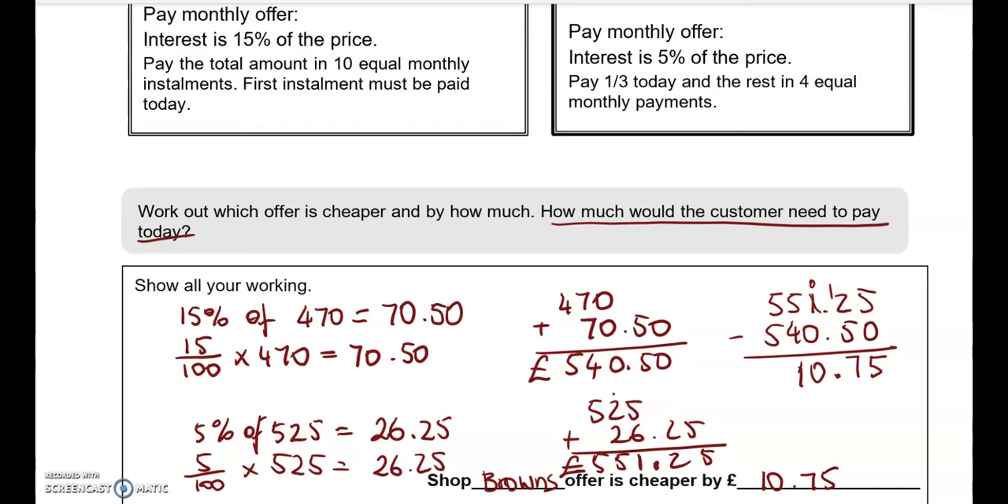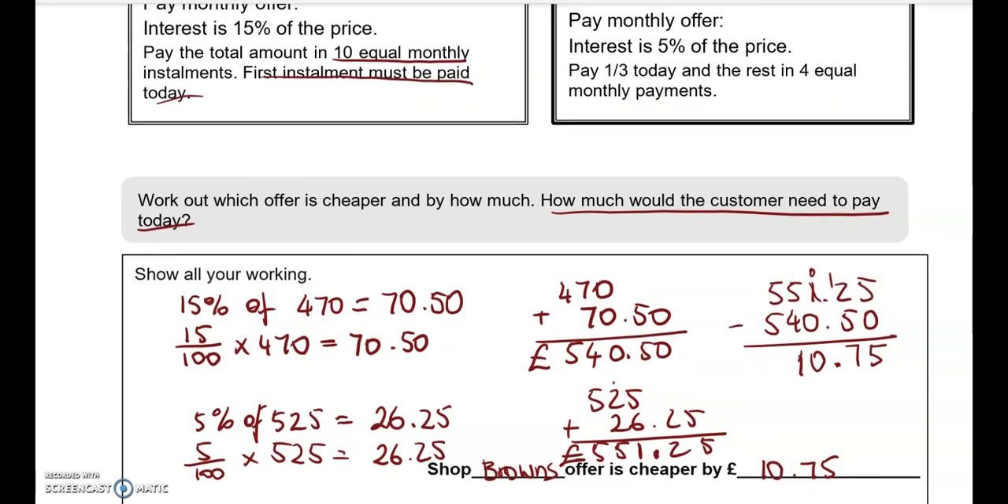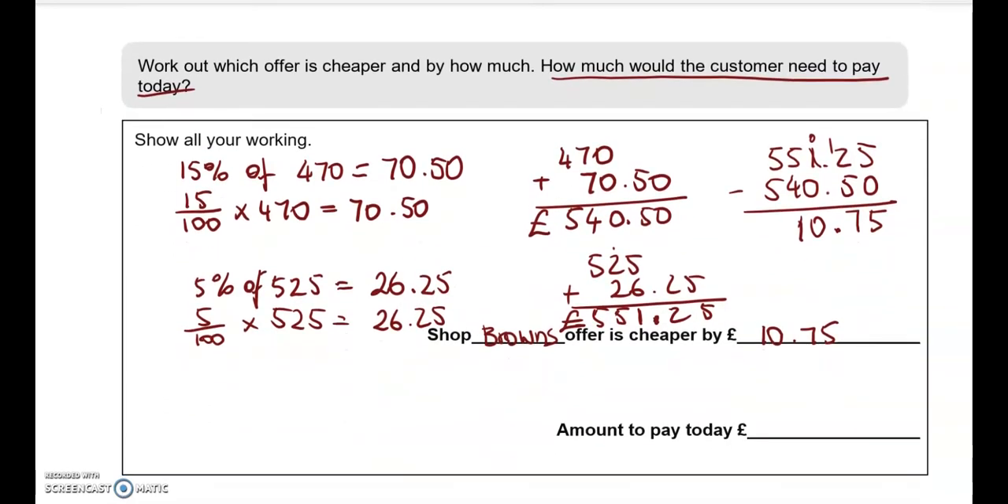So given that offer, for the first one it was 10 equal monthly installments. So first installment must be paid today. So we'll divide the total amount, which is £540.50, by 10. And that gives £54.05.